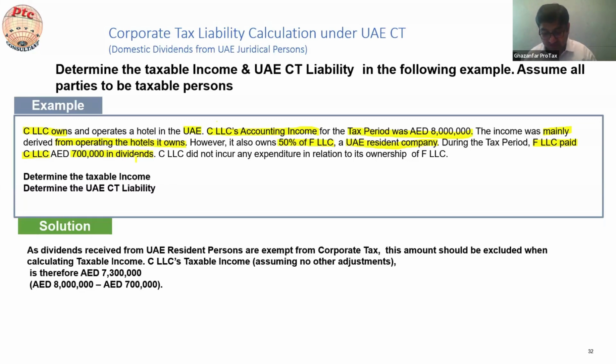Just quickly reply on that. If we are adjusting the exempt income, shall we adjust the expenditure associated with the exempt income from accounting profit while calculating the taxable income?